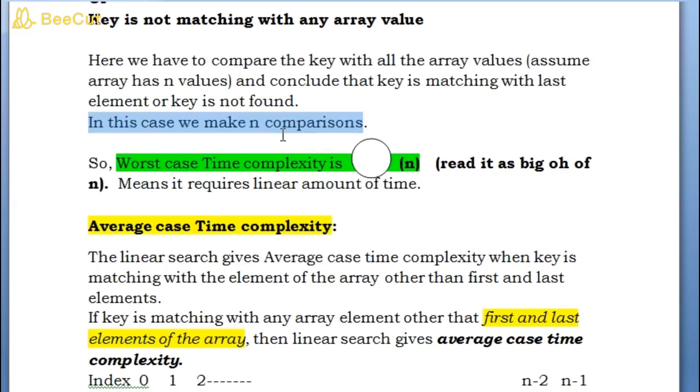How many values can be compared? N values. That's why the number of comparisons is n. We can make n number of comparisons. That's why the worst case time complexity of linear search is big O of n. So we have to read this symbol as big O followed by n.